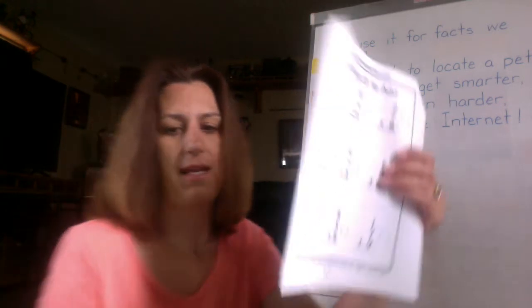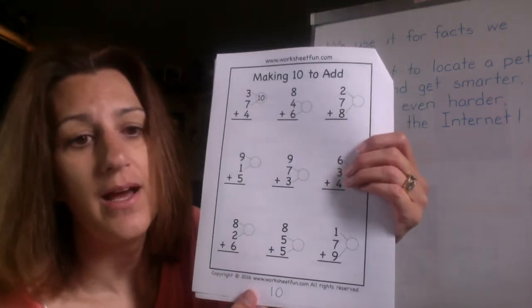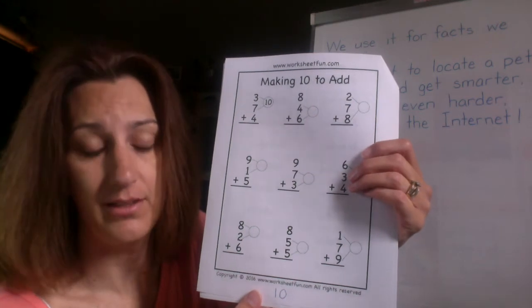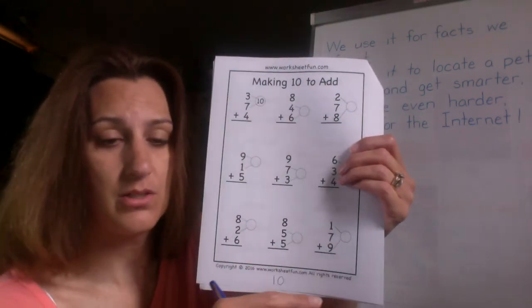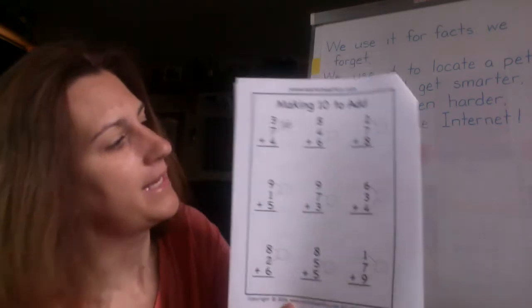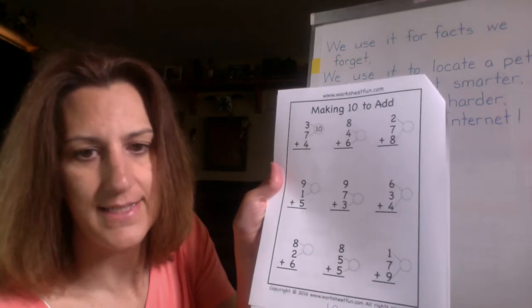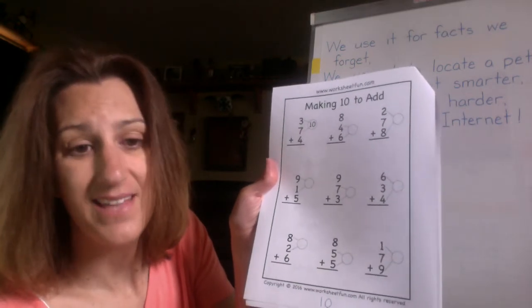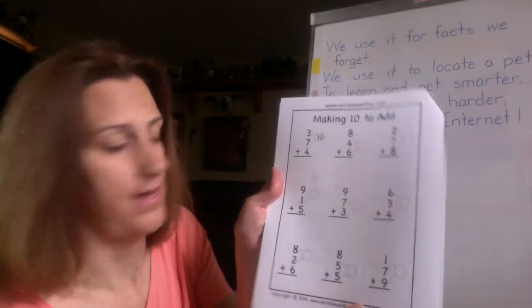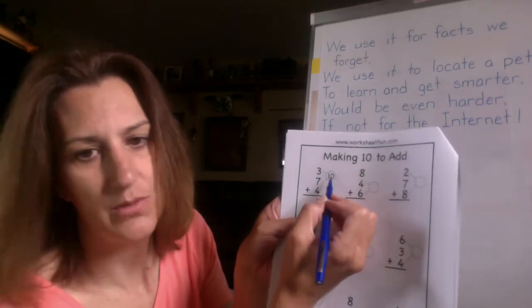On page 10 is where we change a little bit to doing this vertically. Instead of going horizontal across, now we're going up and down, or vertical. But here's what I want to show you. They're still trying to find 10. So make 10 to add. That's what's helping us.